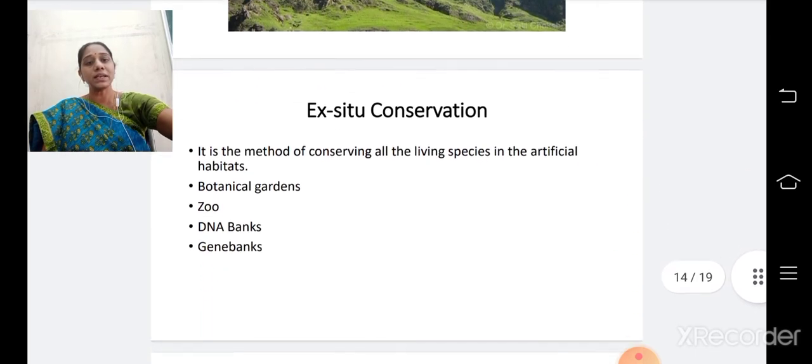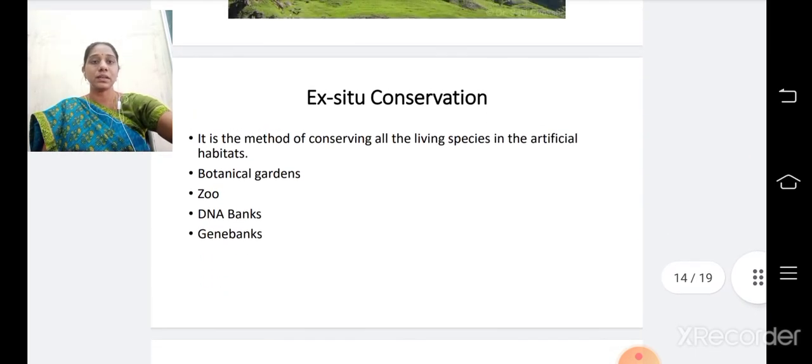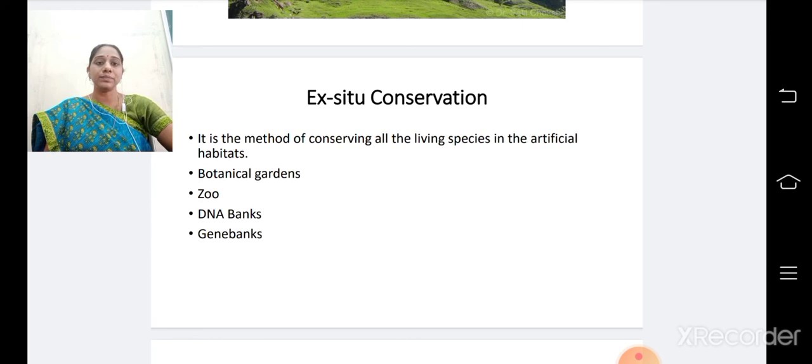Another conservation method is ex situ conservation. In ex situ conservation, these organisms, living species, are conserved in places other than their natural habitats, maybe in artificial habitats like botanical gardens, zoos, DNA banks, gene banks, all these things. There are so many botanical gardens all over the world.